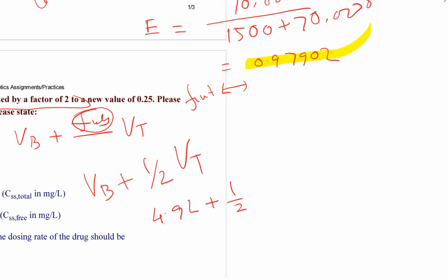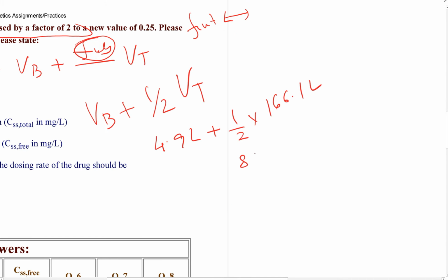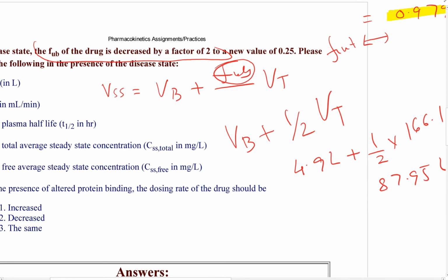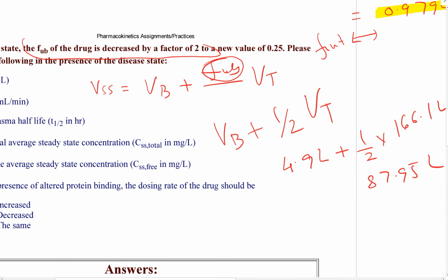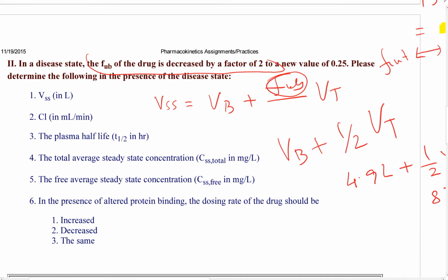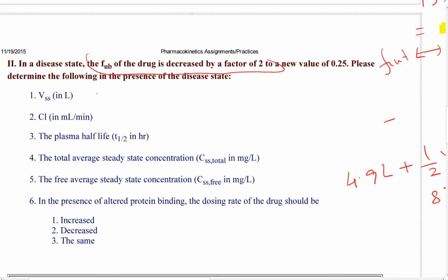4.99 liter plus half times 166.1 liter. So this would be 87.95 liter. So FUB, fraction unbound, decreased by a factor, and for this reason our VSS is going to decrease. So our new VSS is 87.95 liter.